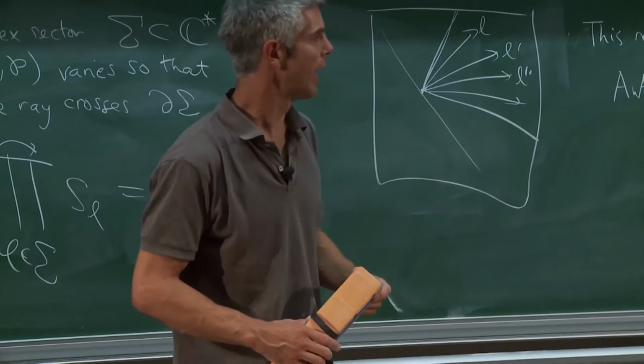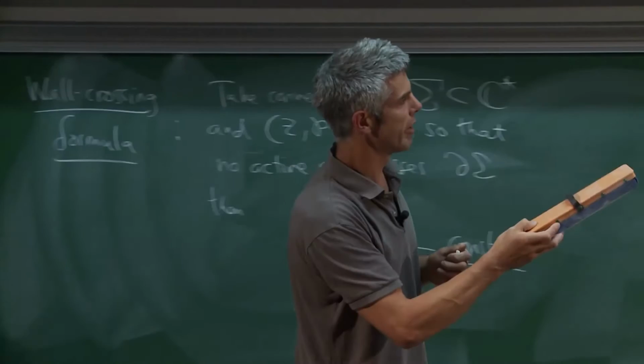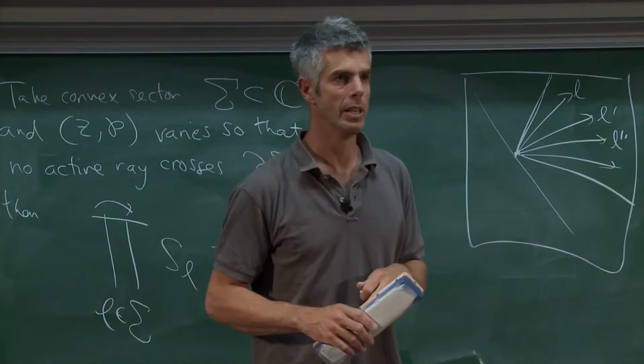And I should say that in these spaces I mentioned here, these much more general things, this is also true. These are always birational automorphisms. So there may be countably many rays, but all the automorphisms are birational.